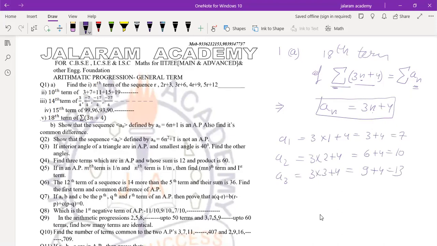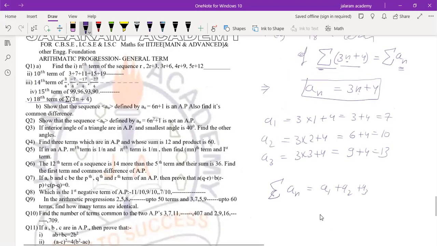Actually, sigma means, always remember, sigma an means a1 plus a2 plus a3. Sigma means the sum of all the terms when n is taken from 1, 2, 3, 4 up to n. All the terms: a1 is 7 plus a2 is 10, a3 is 13, a4 is 3 4s are 12 plus 4, 16, and so on.